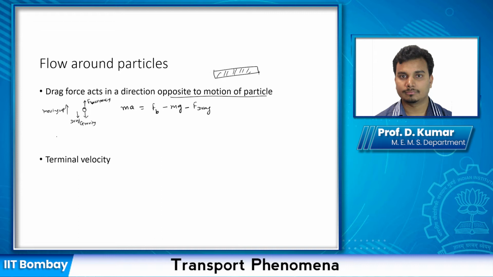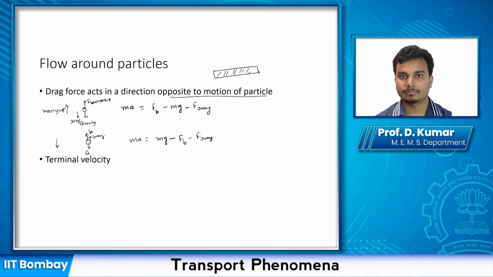Okay. Similarly, if this particle is moving down, then you of course have gravity. You of course again have buoyancy, and since it is going down, in the upward direction you will have drag. So now we can write ma equals mg, in the same direction, minus F buoyancy minus drag.